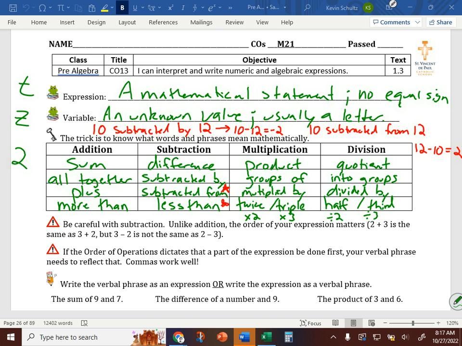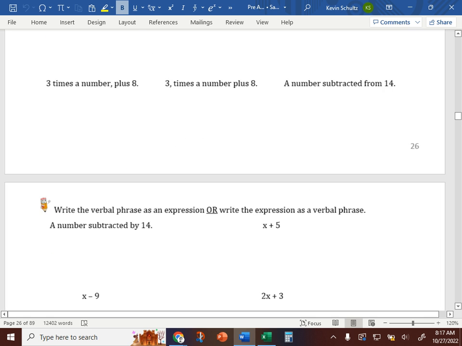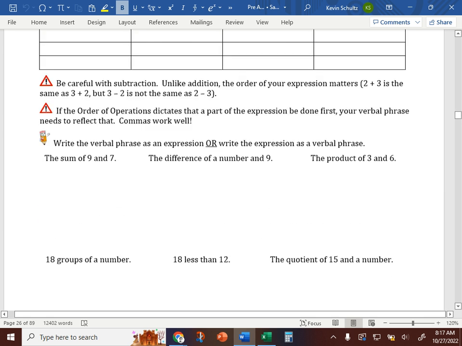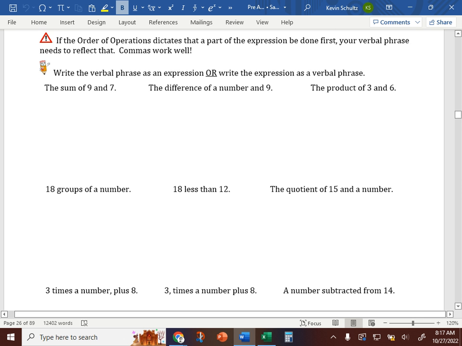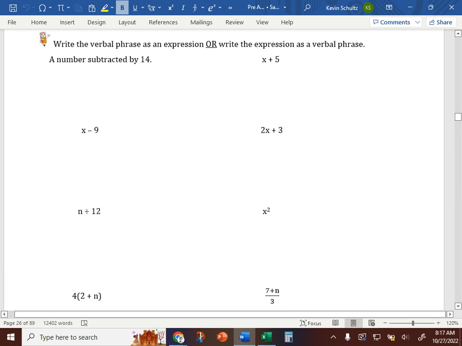Any questions on the chart and what you see here? Okay, let's start to practice this. So your directions, we got a 2-pager today? Of course we do. Your directions for this first part say, write the verbal phrase as an expression, or write the expression as a verbal phrase. So if it's given to you verbally, you're going to write the expression mathematically. If it gives you the mathematical expression, you're going to write the verbal form of it.